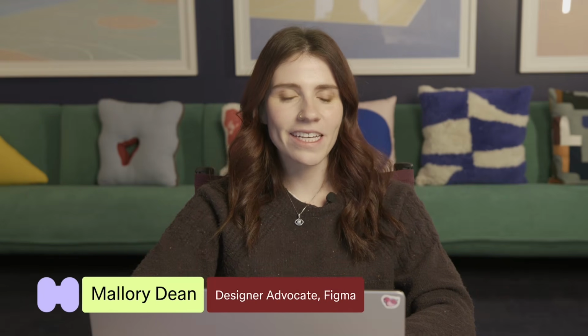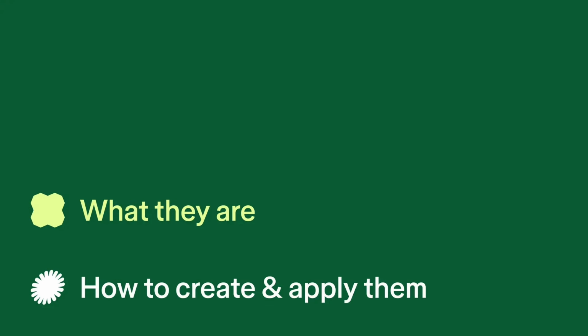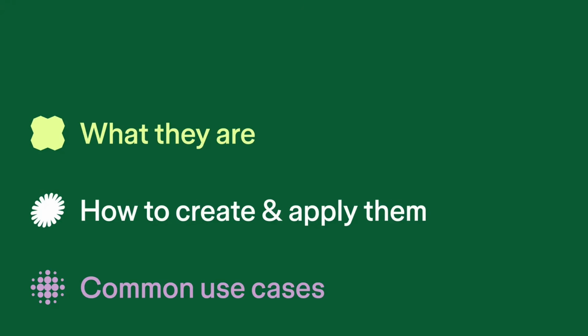Brand designers are constantly juggling brand expression at scale, driving consistency for the overarching brand while adapting it across different product lines, sub-brands, and campaigns. My name is Mallory. I'm a designer advocate at Figma, and today we are going to explore variables and how they can be powerful for brand design. We are going to look at what they are, how to create and apply them, and explore different use cases for them in your work.